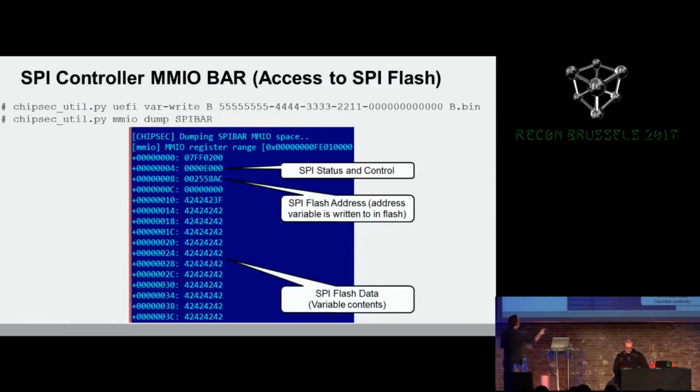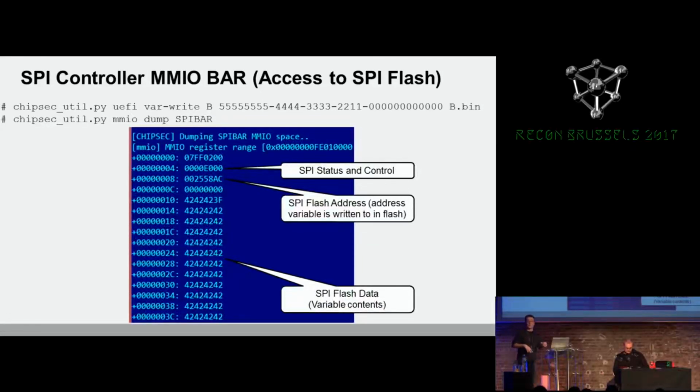And so you can see that there's a SPI status and control register, which tells the status of the SPI cycle and also sends that SPI cycle on the SPI bus. There's an SPI flash address. It's the register that is programmed with the flash address on the SPI flash device. And there's also a whole bunch of registers that are programmed with the contents of what you want to write to the SPI flash, or what you want to read from the SPI flash.